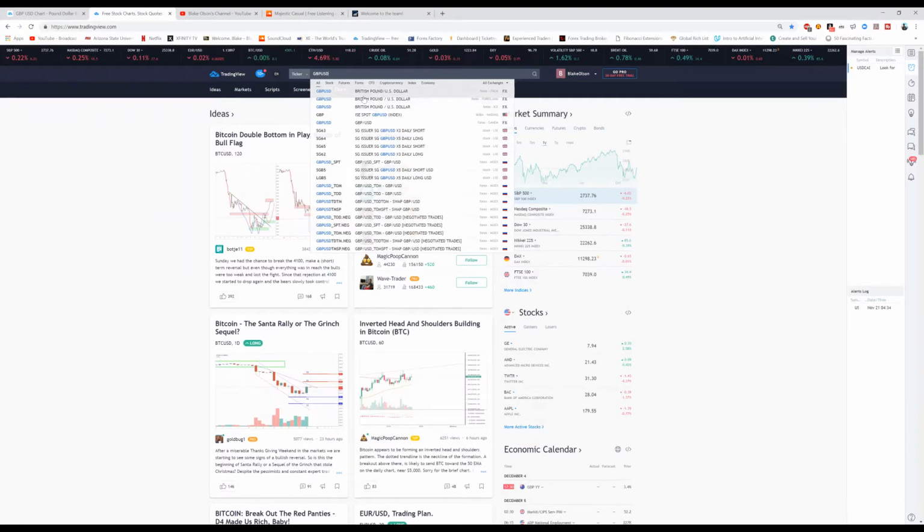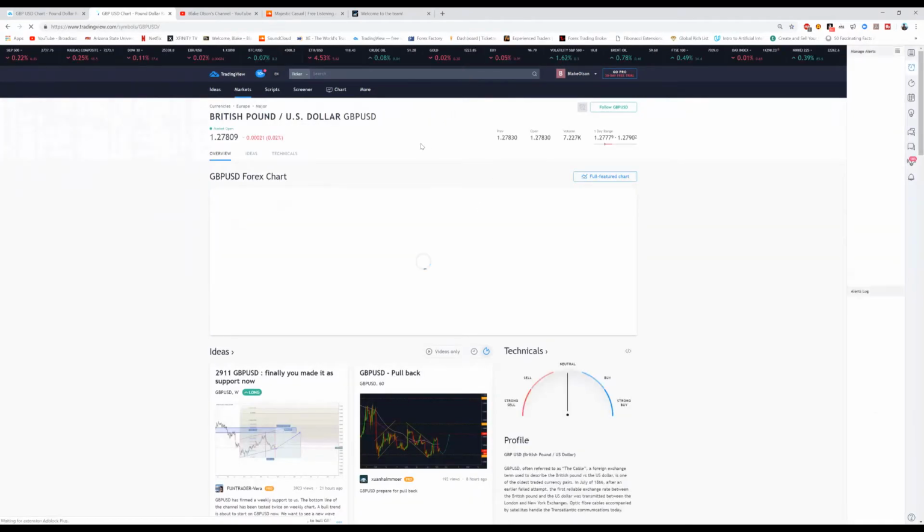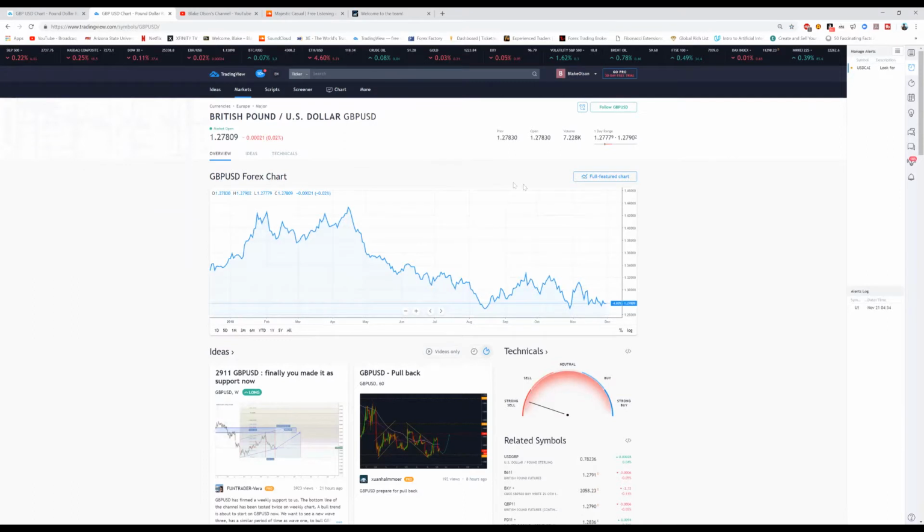Something I really suggest is using ICE. Not a lot of people know that. There's a lot of different versions of the same chart. There's FXCM, there's Forex.com, there's a couple others like Oanda, but the one you want to choose is ICE, because that's the real market data. Once you click on ICE, then you click on full featured chart.